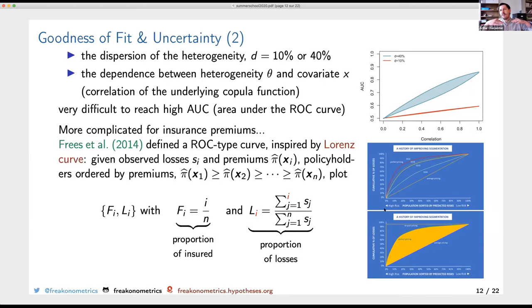If you use the same premium for everyone, you will be on the diagonal. But if you are able to find high risk and good risk in your portfolio, then your curve should move to the left. And there should be what is called perfect pricing. Perfect pricing is when you can capture this theta, when you can capture the underlying risk factor. And there's no way you can get above this one. If you can get something better than that, it means that you're cheating.